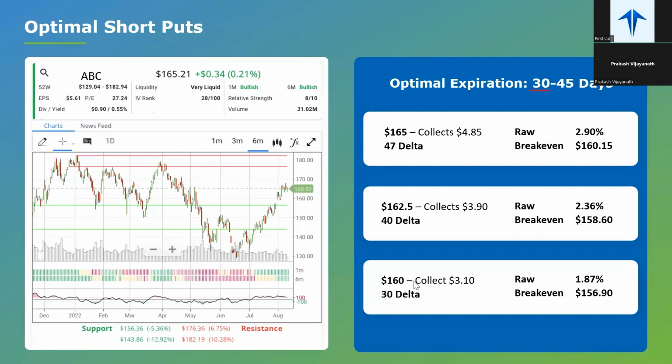So using these three strikes, a quick test for you. Tell me which one you think is the most optimal strike price. Is it the 47 delta, 40 delta, or the 30 delta? Please use the chat window.